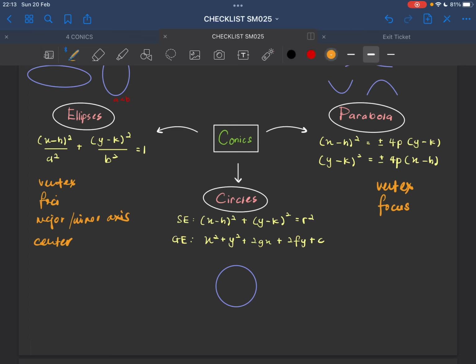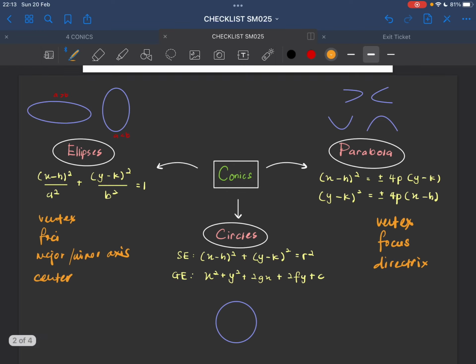One more thing that we have here is the directrix. Tips to find the coordinate of the focus and directrix here is KKX, AB Y. Kiri, kanan, that means the x coordinate will change. Above, below, that means the coordinate of y will change.